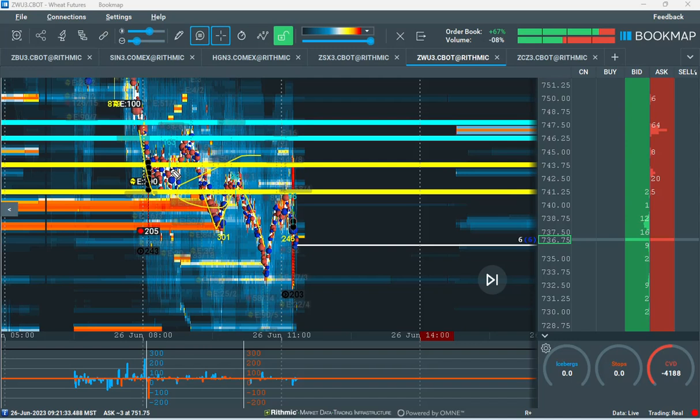Soybean iceberg by ZS, 152 contracts. Corn iceberg by ZC, 401 contracts. So that's the opening of the grain contracts.